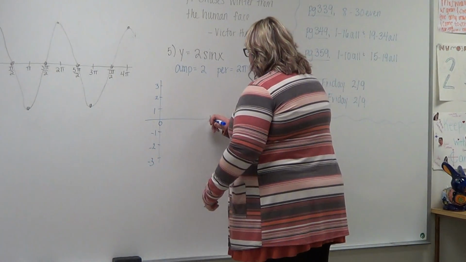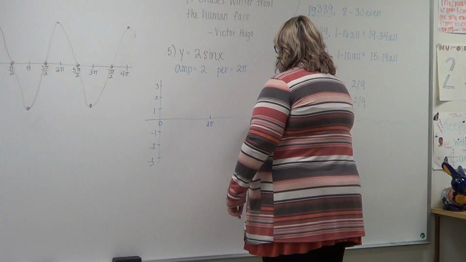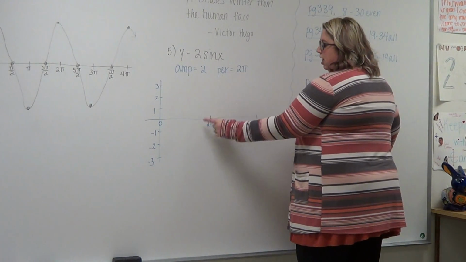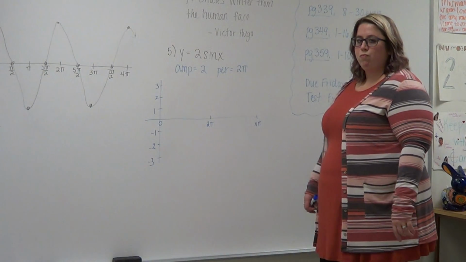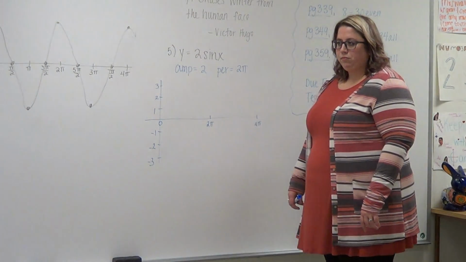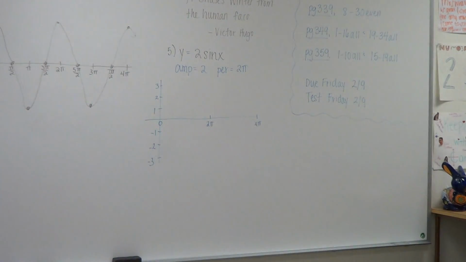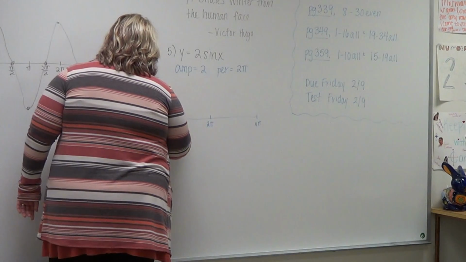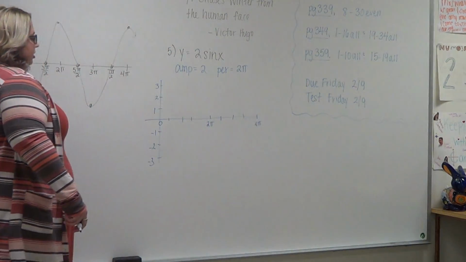And one period is 2 pi. So where's my second period going to end? 4 pi, good. See, here was 2 pi. 2 pi plus 2 pi is 4 pi. How much does each period get divided into? 4. So divide each period into fourths.